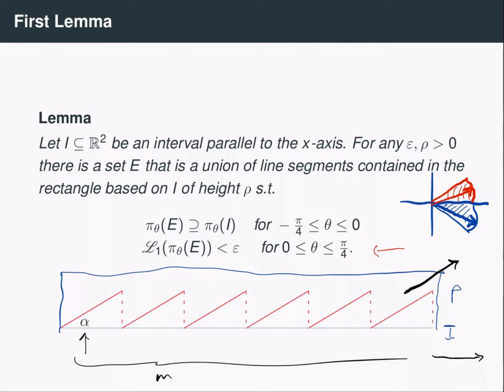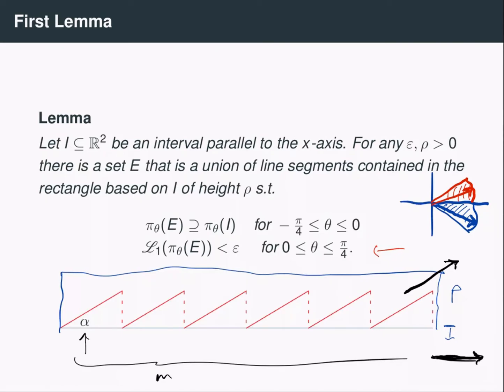direction or an angle close to that direction, now because I have a bunch of line segments that are close in angle to that direction, those line segments and thus my new set are going to have small projection in that direction as well. So thus, this set is such that if I look at directions close to this one, and if I look at directions close to this one, the projections of my set E will be small. And still, if I look at directions between minus pi over 4 and 0, the projection of these red segments will contain the projection of I.